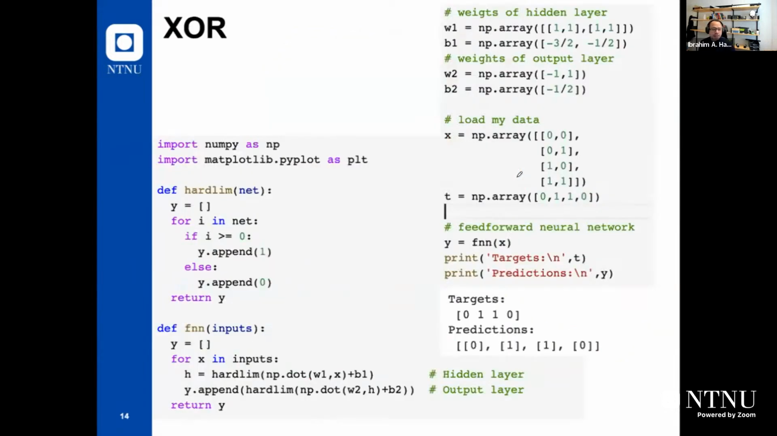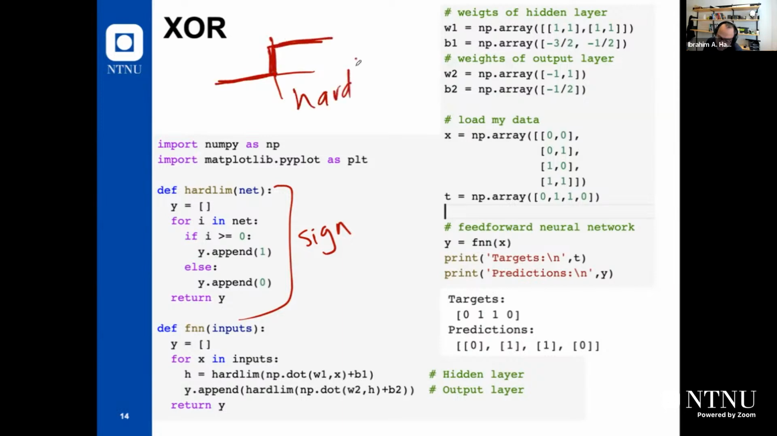Yes. So now we need to implement this XOR. I will call it hardlim. I don't know why, but it's hardlim because we are using this hard limit or step function. So I defined a function called hardlim because this step function, in any machine learning book, they call it the hardlim function. Or you can just use the sign function. In fact, you don't need to use this one.